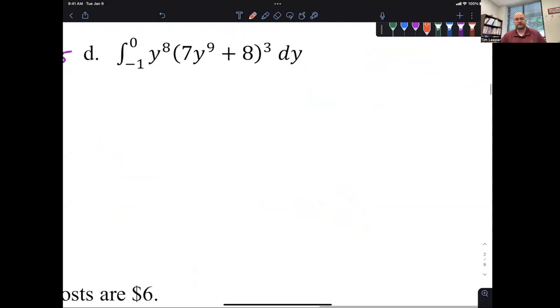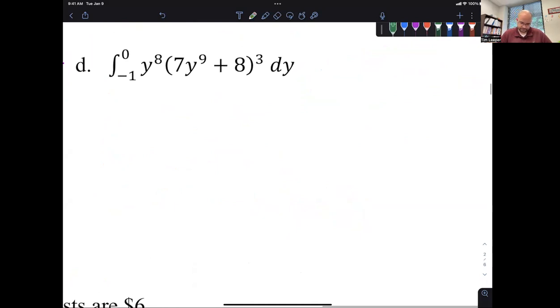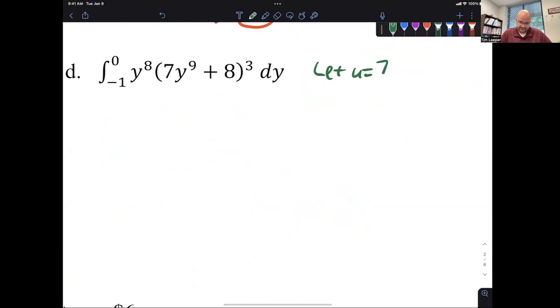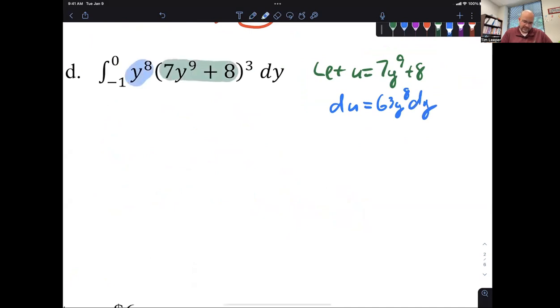Letter D is the integral from negative 1 to 0 of y to the 8th times (7y to the 9th plus 8) cubed dy. So again, it's a u substitution question. So let u equal 7y to the 9th plus 8. So du here then is 63y to the 8 dy. Now again, this is u, but we only have y to the 8 dy, not 63 y to the 8 dy. So to get rid of the 63, I need to multiply by 1 over 63 on both sides.